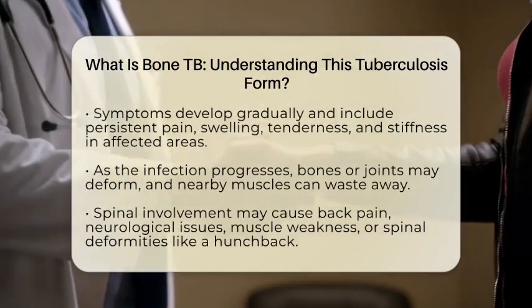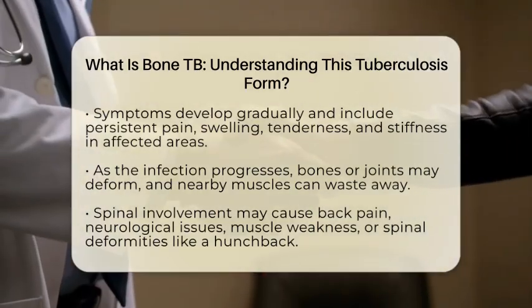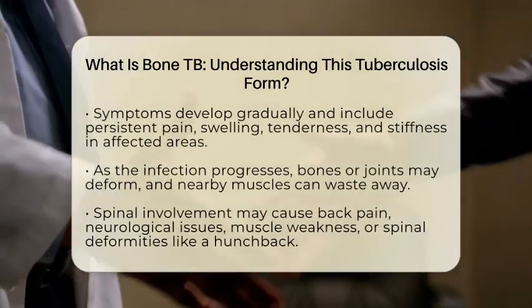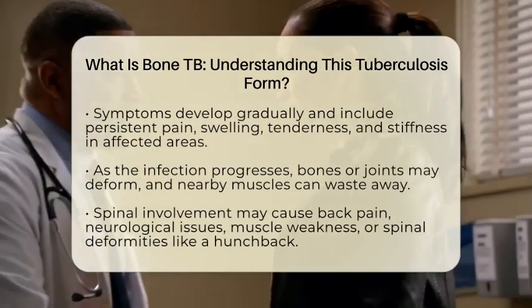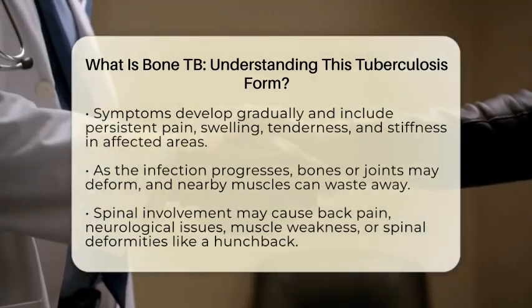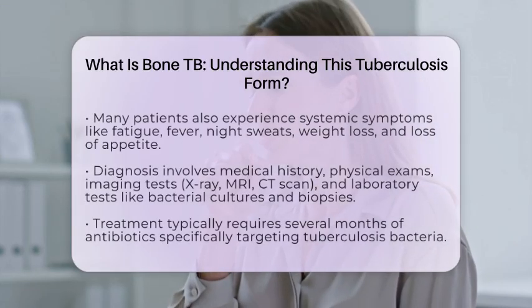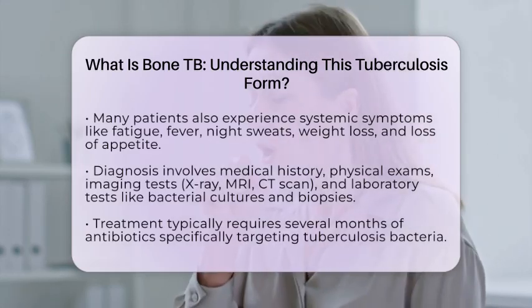Many individuals with bone tuberculosis also have symptoms of active tuberculosis elsewhere in the body. These systemic signs include feeling very tired or weak, having fever and night sweats, losing weight unexpectedly, and losing their appetite. If someone has active lung tuberculosis at the same time, these symptoms often appear together.